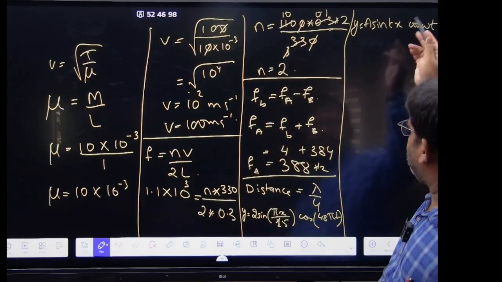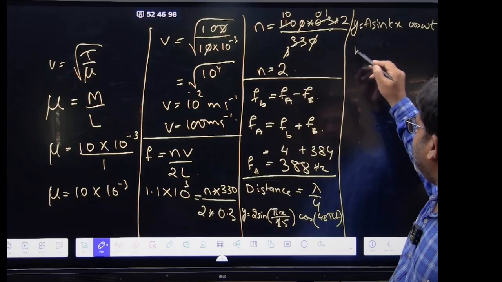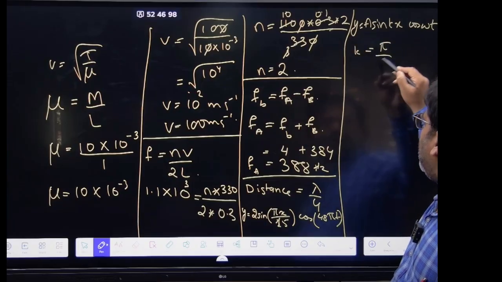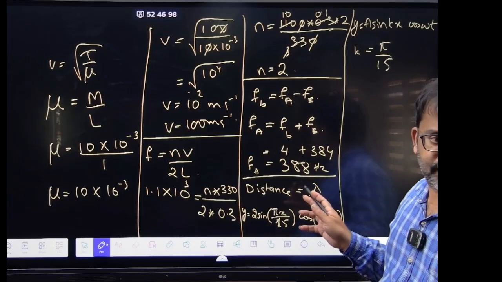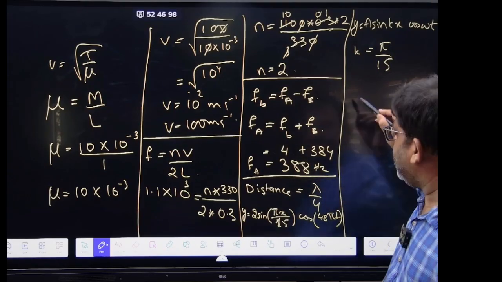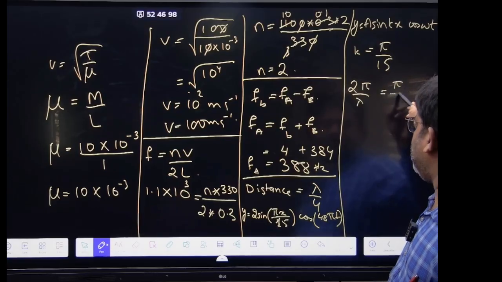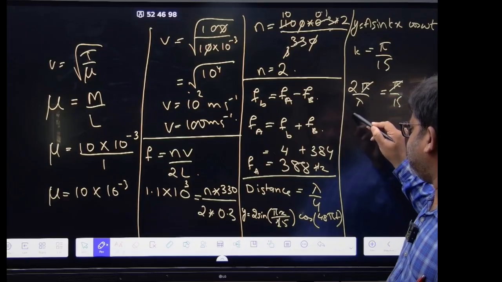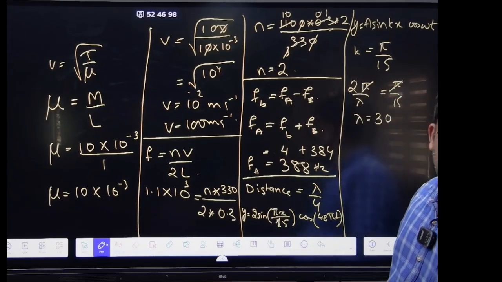Now, compare this with this. When you compare this with this, we can say that k is equal to pi by 15. Now, remember, I need lambda, and lambda is related with k. What is the relation between lambda and k? It is k equals 2 pi by lambda. So, that is equal to pi by 15. So, pi gets cancelled. That means lambda is equal to 15 into 2, that gives me 30 meter.